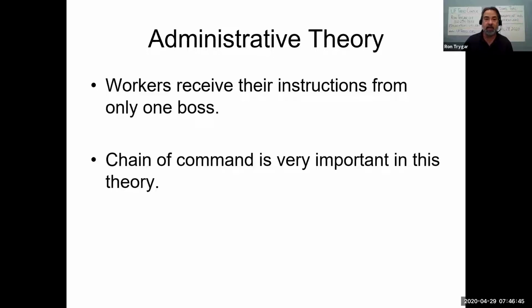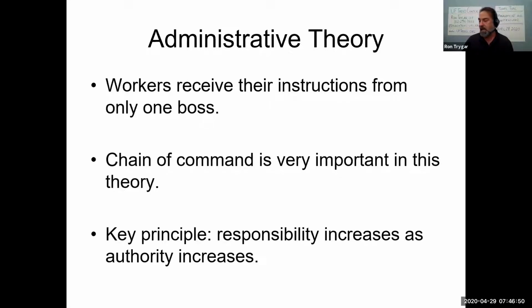So the chain of command is set up again, in some cases, kind of like in the military, where we have a chain of command. And the key principle in this is that the responsibility of the people in the higher positions increases as the authority increases within those positions. So let's just make sure we're clear here. Authority comes with the actual position, and if you become a supervisor, you get some authority with that position, and also your responsibility increases once you move into those higher level positions.